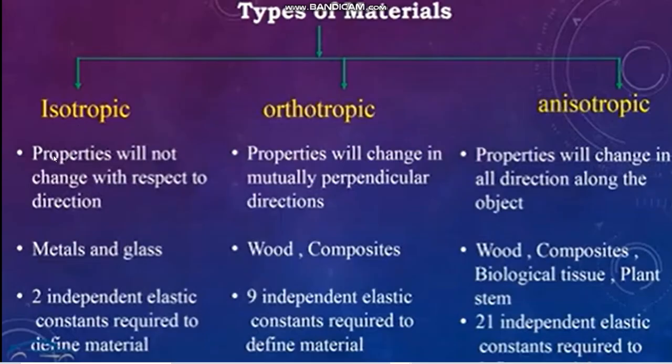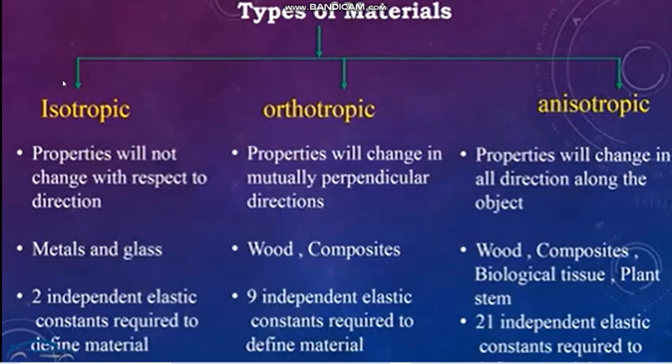Isotropic is a material where properties do not change with respect to direction, right? This is the definition of isotropic: the material properties remain the same in all three directions. However, in orthotropic, the properties change in mutually perpendicular directions, right? It can be different in x and the same in y and z, or it can be different in all three x, y, and z directions, all right? However, in anisotropic, the properties change in all directions along the object, right? So this is the difference between all three materials.